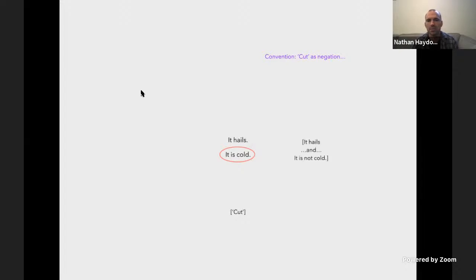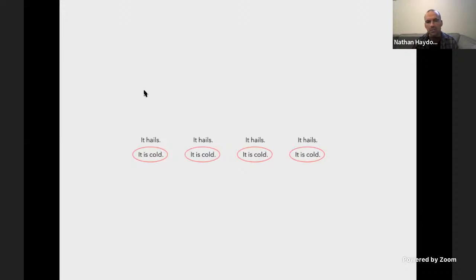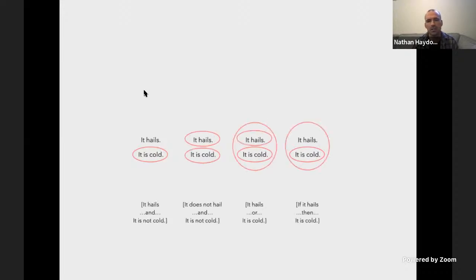So an example would be, before we had it hails and it is cold, now we have it hails and it is not cold. One way to think about this cut is that it serves as separating that term from what is actually asserted in the universe of discourse. So in this case, it's not cold. And once we have that, because this is classical logic, we can assert a number of different things, by how these are nested. So we could have said, it does not hail and it is not cold.